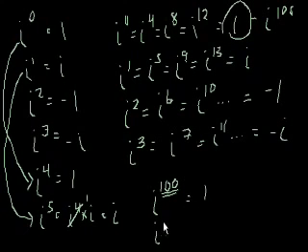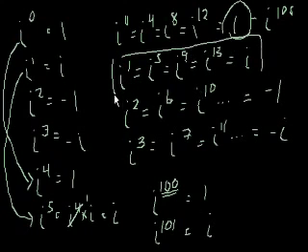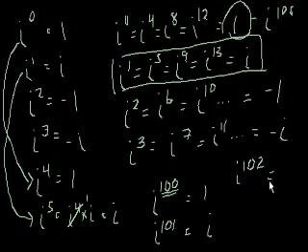Similarly, if I said i to the 101 power, that's going to equal i, right? Because that equals 100 plus 1. So it puts you into this category. 100 is a multiple of 4, and 101 is a multiple of 4 plus 1. i to the 102nd power, similarly, would equal negative 1. i to the 103rd power would equal negative i.